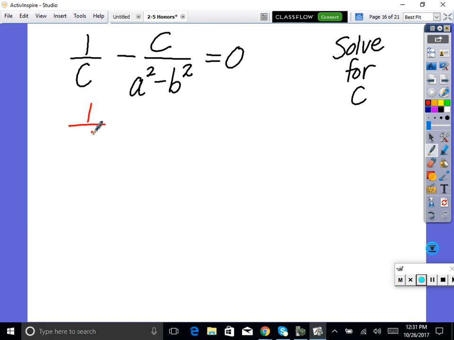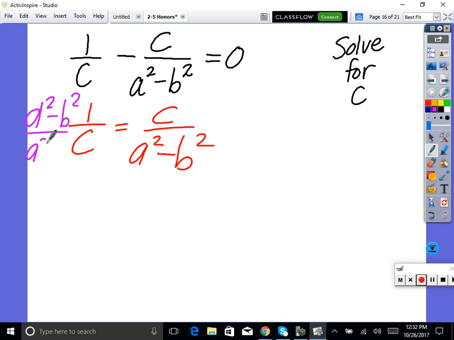I'm going to add this over. So I have 1 over c equals c over a squared minus b squared. Now, yes, we're cross-multiplying, or exactly what you said, we would get a common denominator. That is what cross-multiplication technically is. It's getting a common denominator. So we'd multiply by a squared minus b squared over a squared minus b squared. We'd multiply by c over c, right?